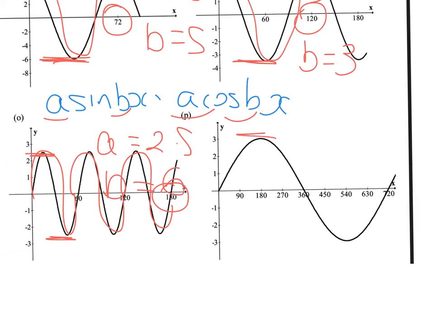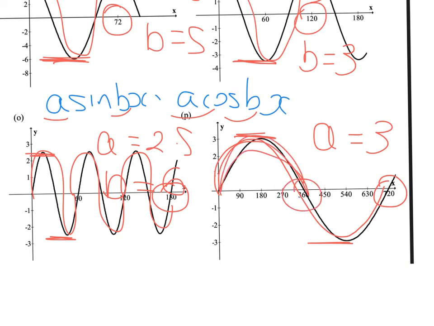Next one goes up to 3 down to -3. That's a total height of 6. Half that to get the amplitude, and the amplitude is 3. There is 1 complete curve in 720. That means that there's only half a curve in 360, and that's what we're interested in. So B is equal to 1/2.